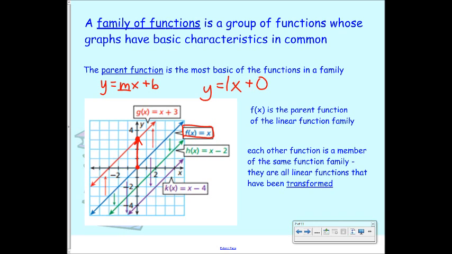What happened to the green one? It slid down how many? So the equation became x minus 2. What happened to the purple one? It went down even more. How many did that go down? 4. So what happened to our equation? Our equation now is x minus 4.